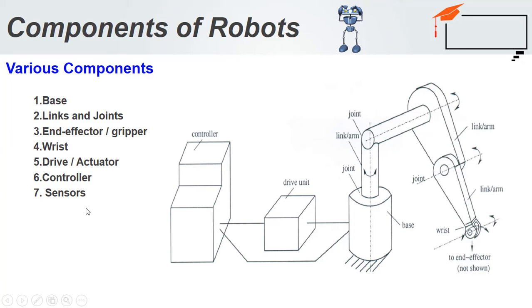Okay, so the sensor is a sensing element which could sense the environment and give the feedback signal to the controller to control its position, and to control its angular position. So that is the device called a sensor.